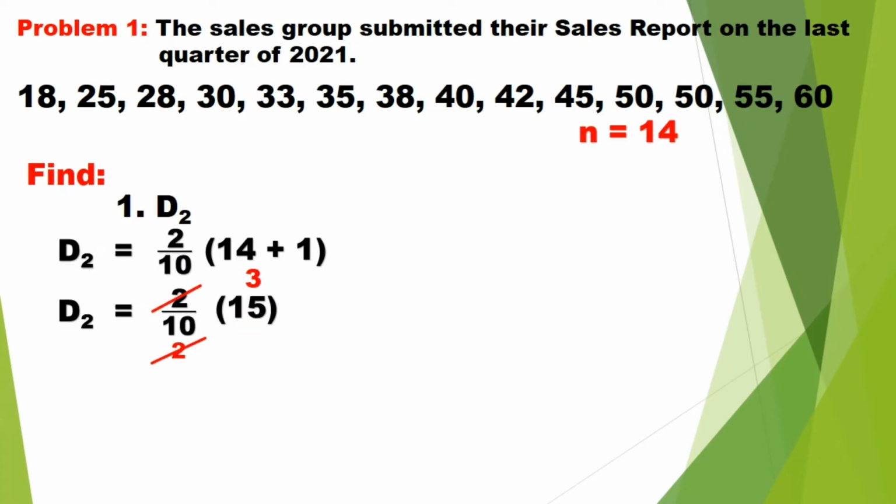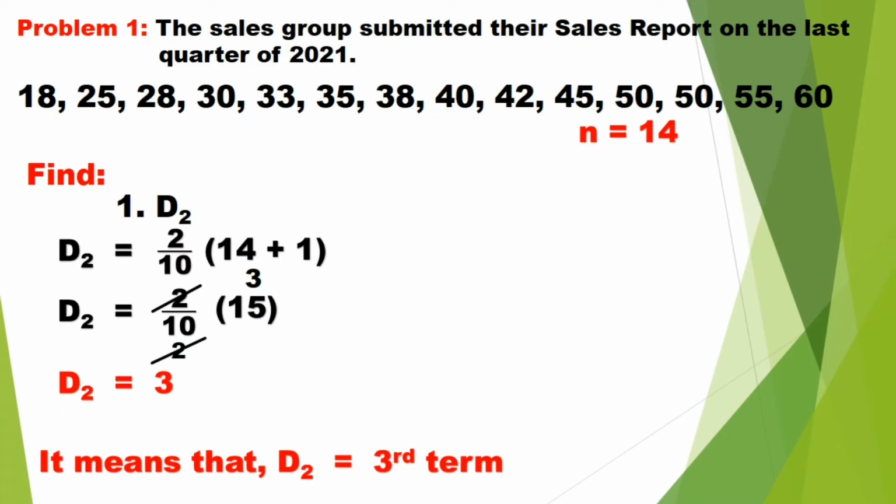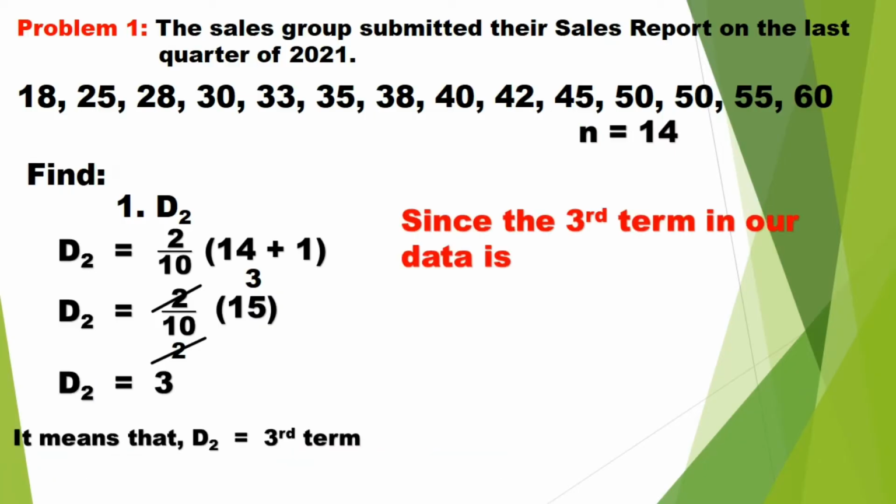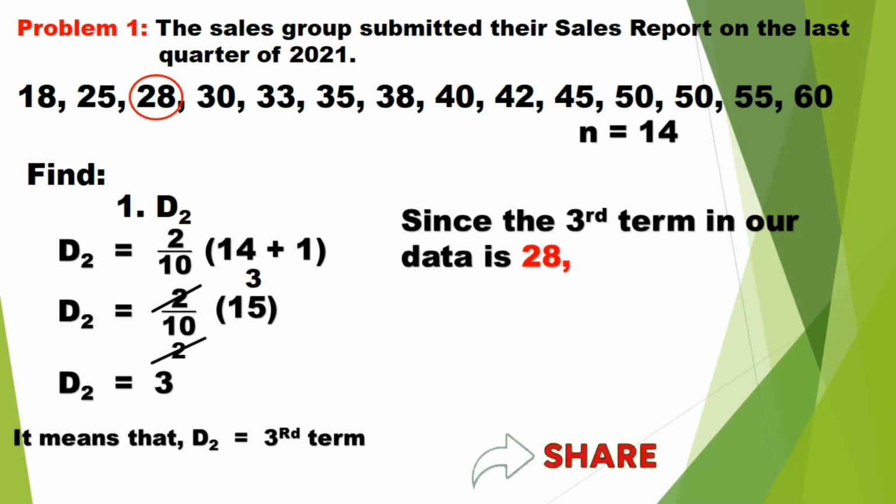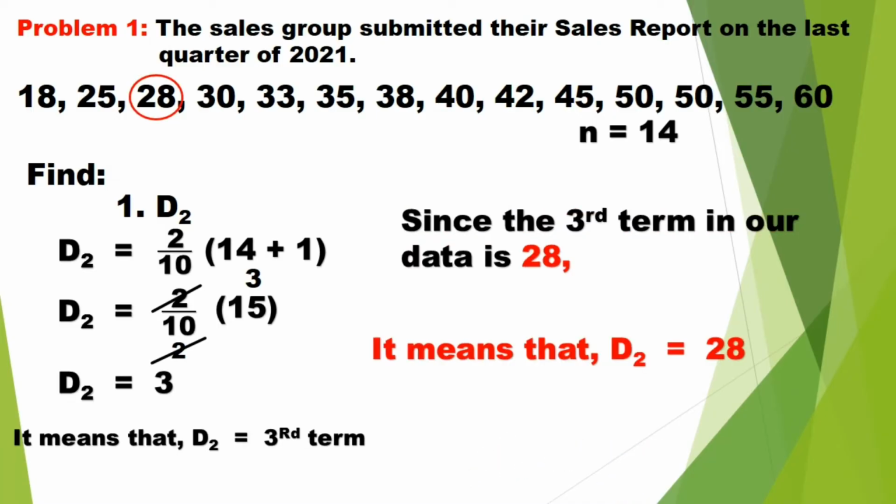Then cancel further 2 of the numerator and denominator. Remain is 3. It means that the second decile in the problem is the third term. Since the third term of our data that are arranged from lowest to highest is 28, it means that the exact value of second decile is 28.